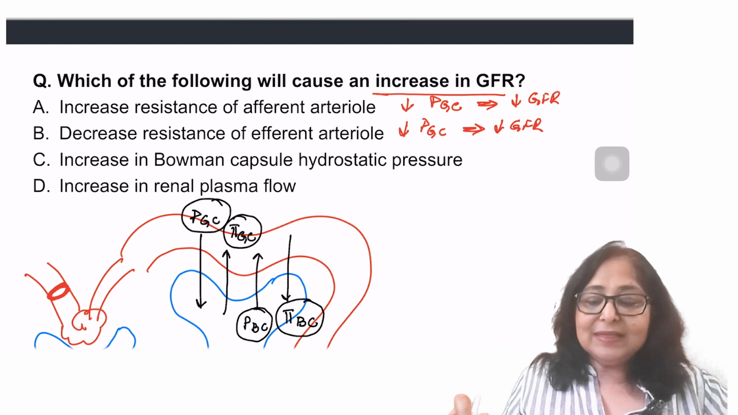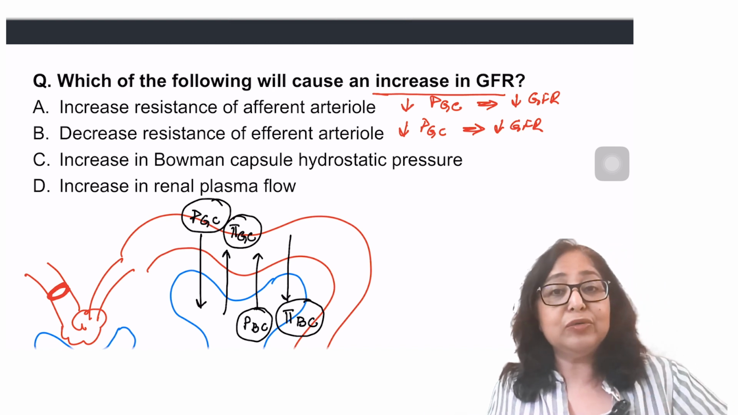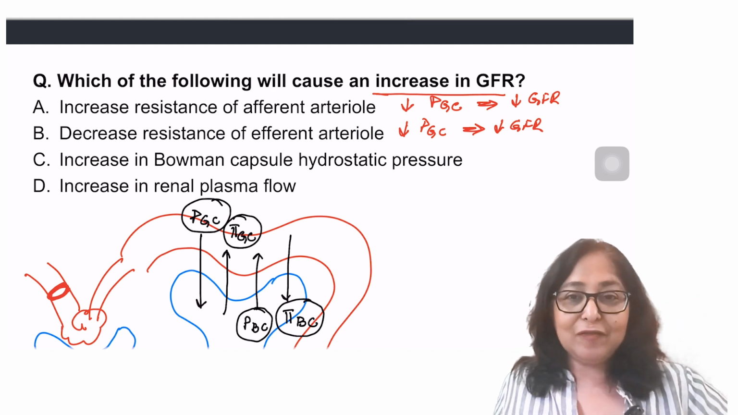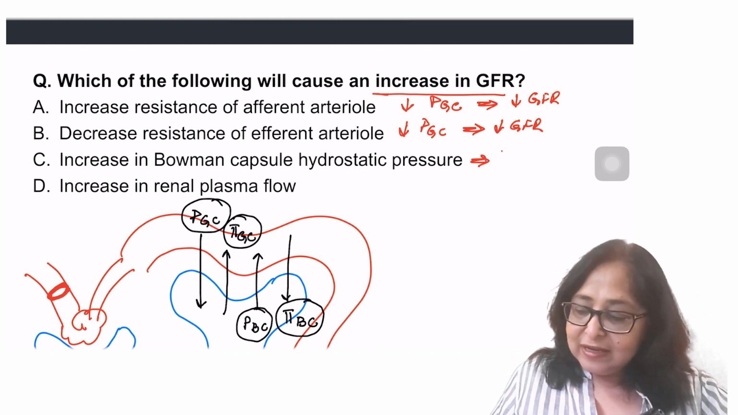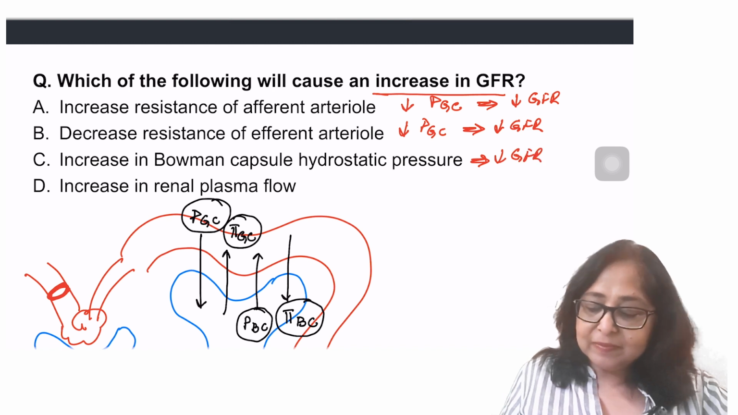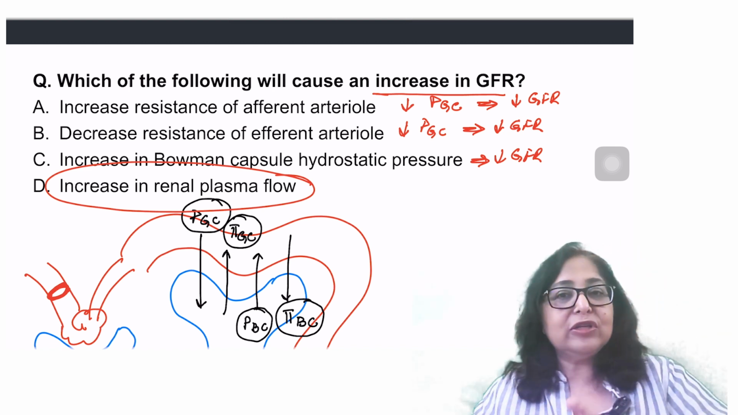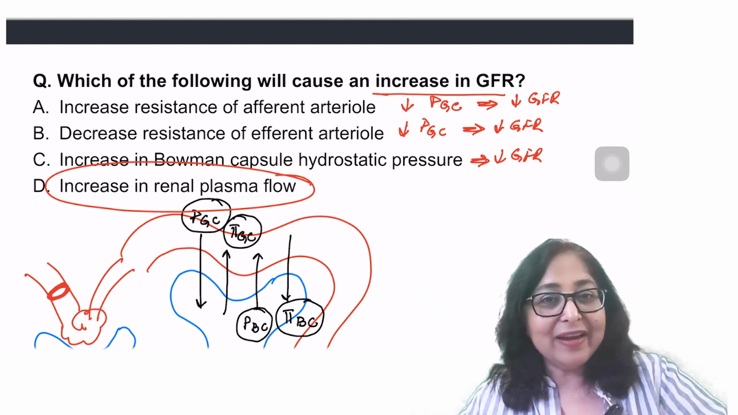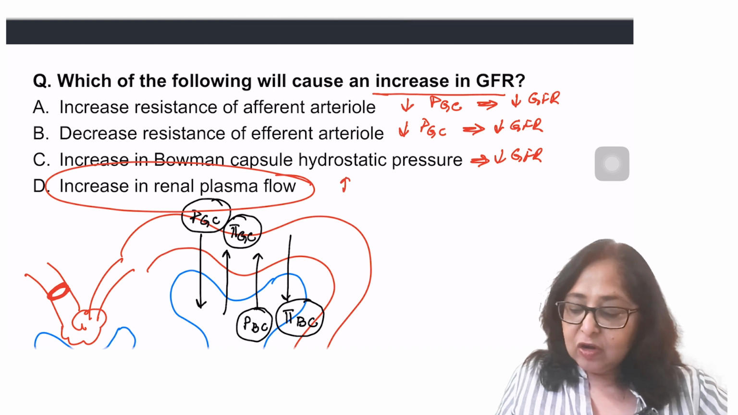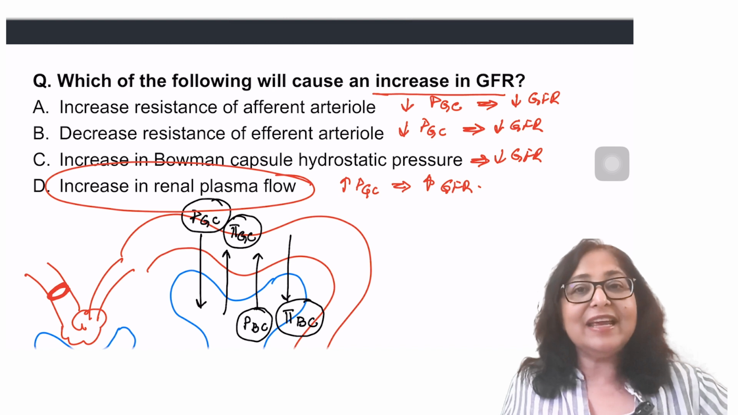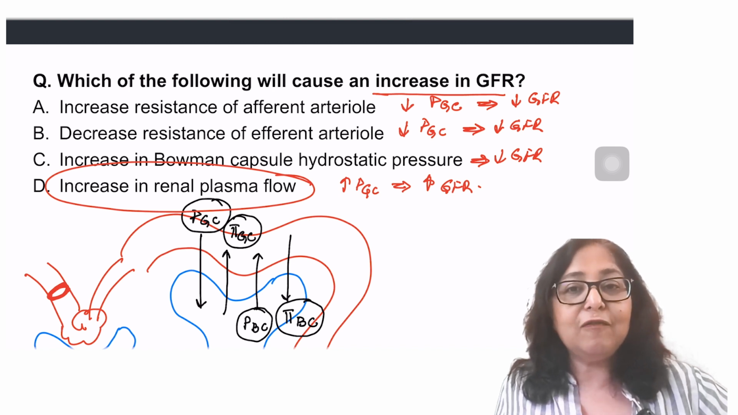Increase in Bowman's capsule hydrostatic pressure. Remember I told you Bowman's capsule hydrostatic pressure is a pressure opposing filtration. So this will decrease the GFR. Increase in renal plasma flow: more flow into the glomerular capillaries, more will be the hydrostatic pressure in the glomerular capillaries, and this will increase the GFR. So the answer is D, increase in renal plasma flow.